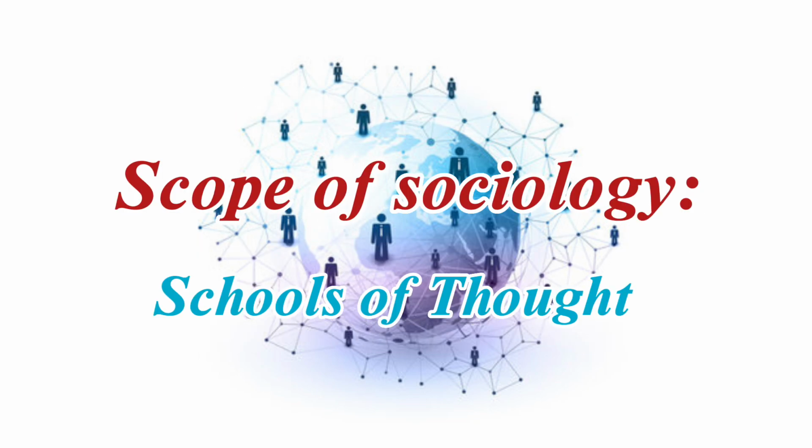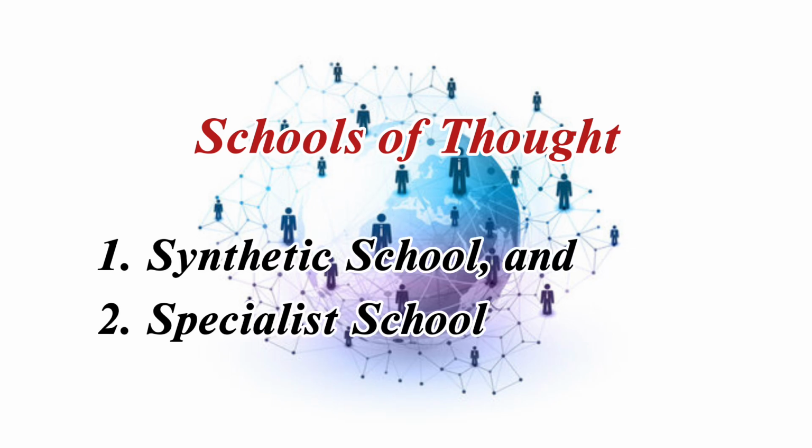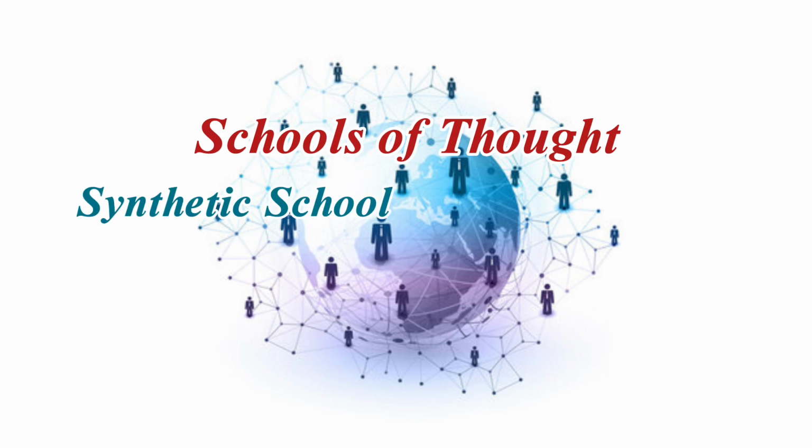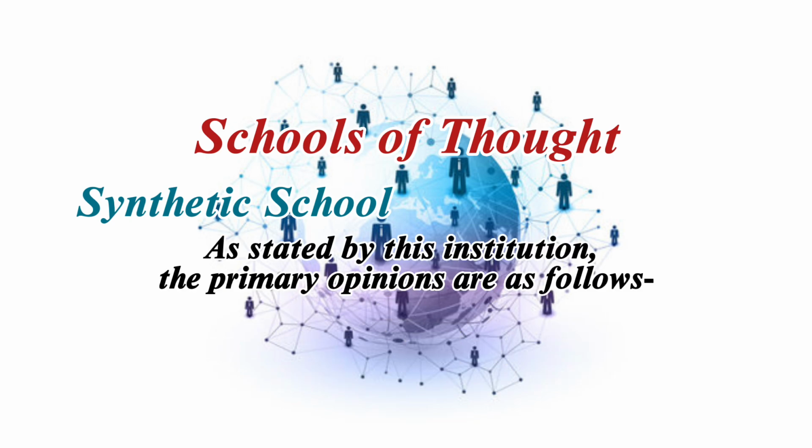Scope of sociology. Schools of thought. The term scope refers to the topic or the study regions. As a social science, sociology has distinct parameters regarding its scope. There are two schools of thought: 1. Synthetic school, and 2. Specialist school. Synthetic school. Sociologists, including Ginsberg, Durkheim, Kant, Sorokin, Spencer, F. Ward, and L.T. Hobhouse advocate the synthetic school.